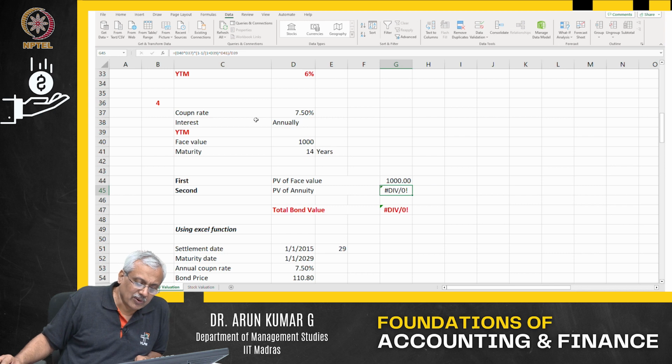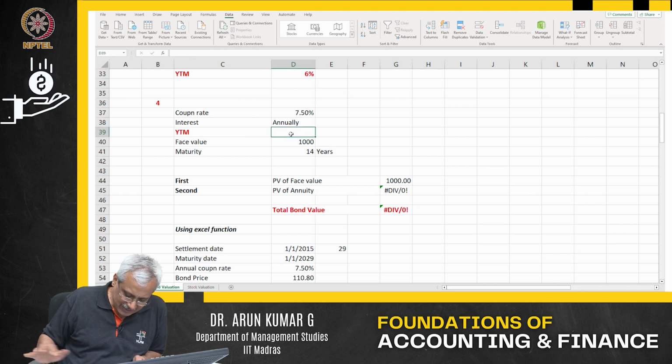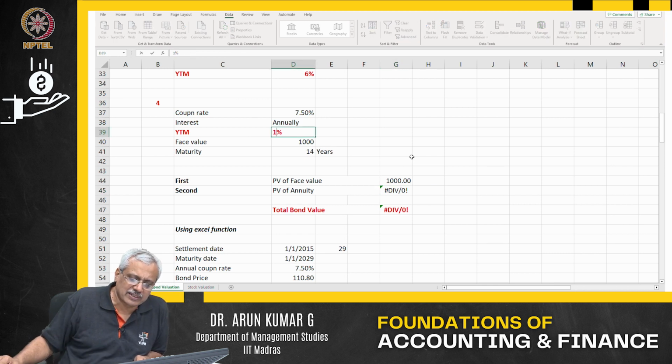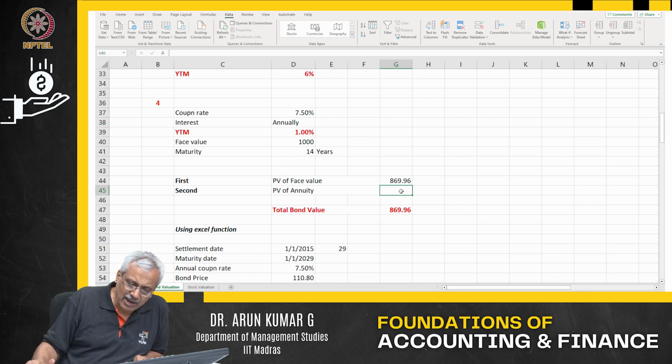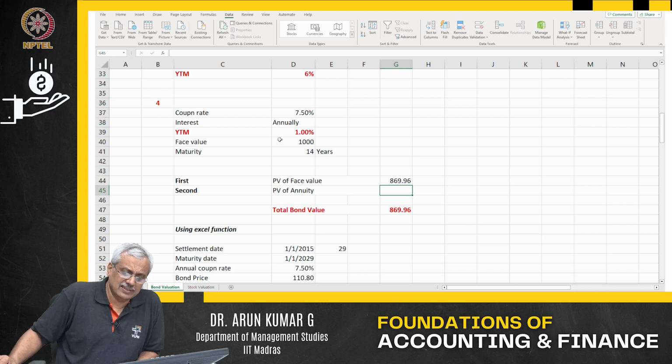We don't know what is the goal seek, we don't know what is the YTM. I'm just keeping it as 1% as of now. Let's find out here. Now, what is the present value of the annuity? If I keep that, my present value of the annuity, I set this at 1 generally. We will have to calculate the YTM. We will calculate the price of PV of annuity.